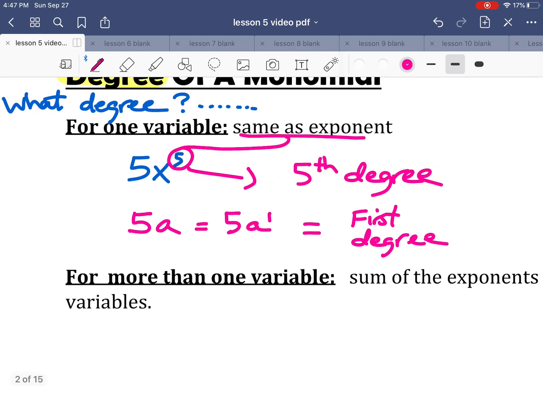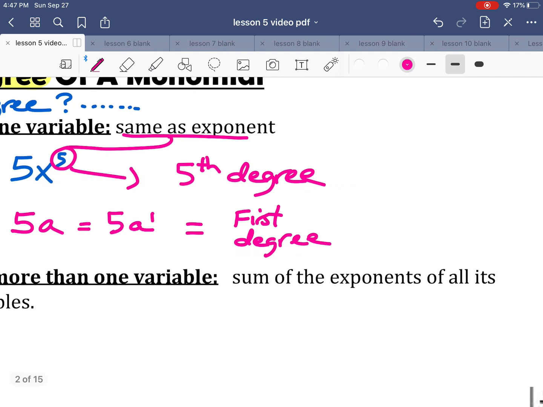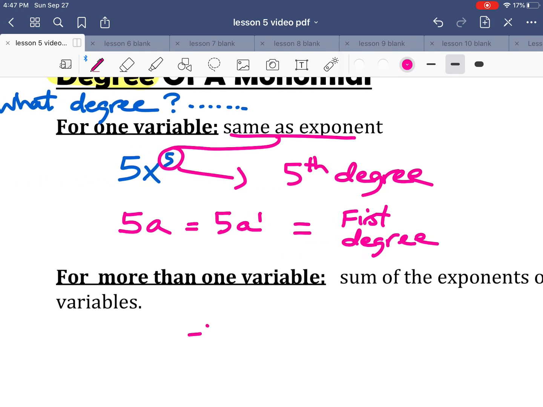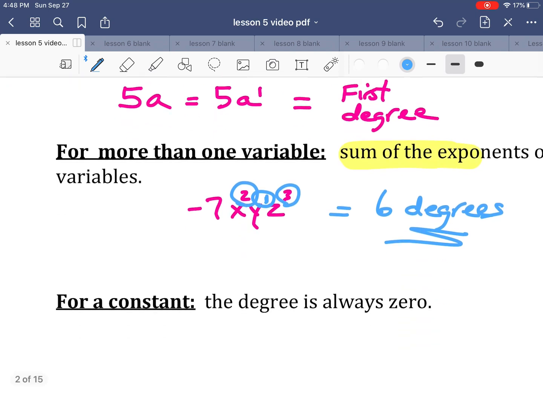Then it says, what if the term has more than one variable stuck together? So then we just say sum of the exponents of all its variables. Oh, no problem. So let's say I have an expression that looks like this. And I have, this is a 2, nothing on the y, and that's a 3. So what they're telling you here is add them all up. Easy. So here, I'm going to add up the 2, the 3, and be careful, you have a little 1 there. So this would be 6 degrees for this one term. So you just add up all the exponents on top.